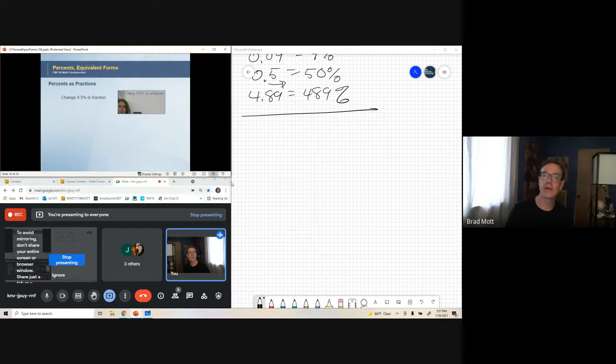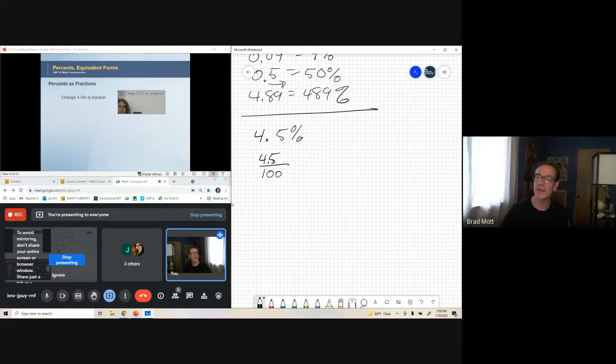So the next thing we're going to take a look at is changing percentages to a fraction. So for instance, we have 4.5%. Okay, so as a fraction, we know we have a number that has a denominator of 100. So let's write 4.5 over 100. Okay, so that's a little awkward to work with because you're combining decimals with a whole number.